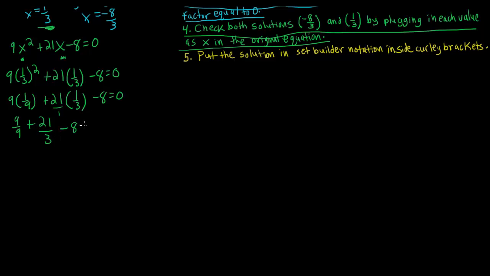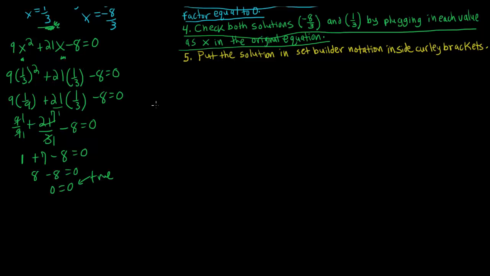Minus 8 equals 0. If we simplify this, 9/9, 9 goes into itself once, so it's just 1. 21/3, 3 goes into 21 7 times, so 1 plus 7 minus 8 equals 0. 1 plus 7 is 8. Minus 8 equals 0. 0 equals 0, which is true. It's a true statement. So 1/3 is a solution.